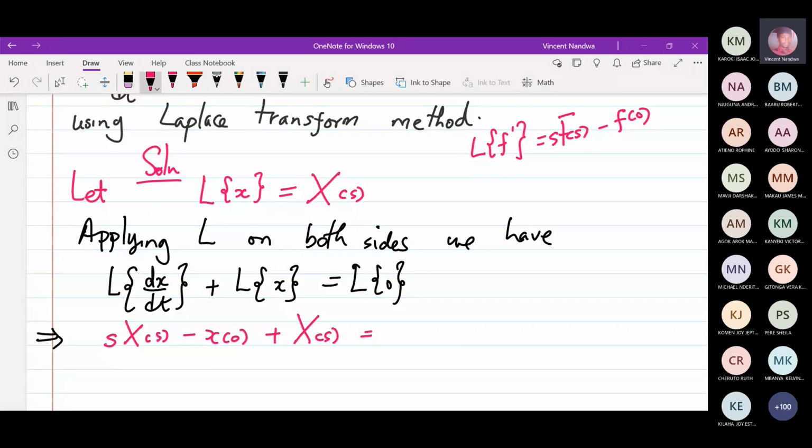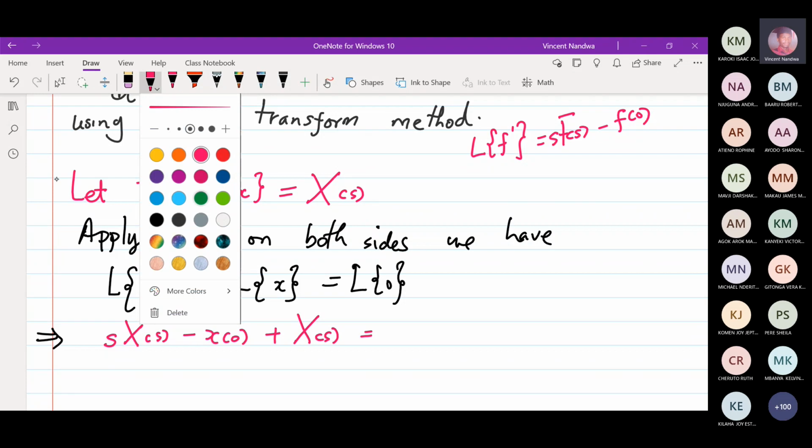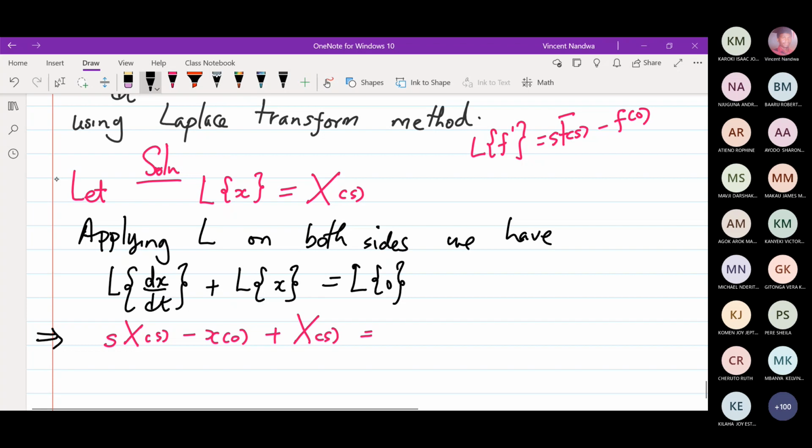Laplace transform of 0. We have done several examples, so you should be able to know the answer. At this point, we assume that you know how to find Laplace transforms and inverse Laplace transforms. That's what's assumed at this stage. So the Laplace transform of 0 is just 0.